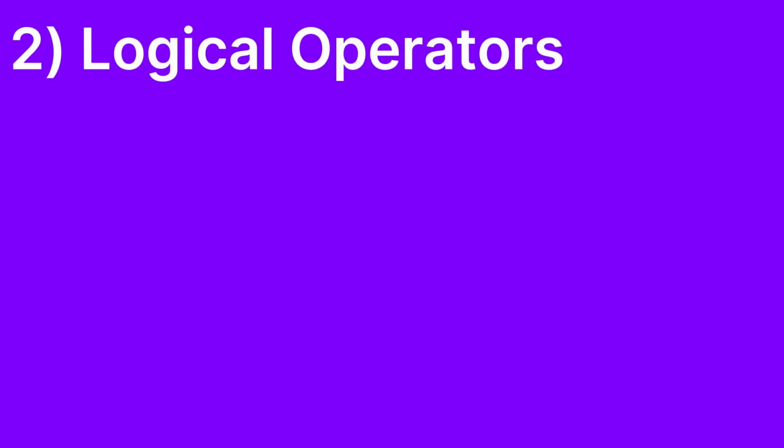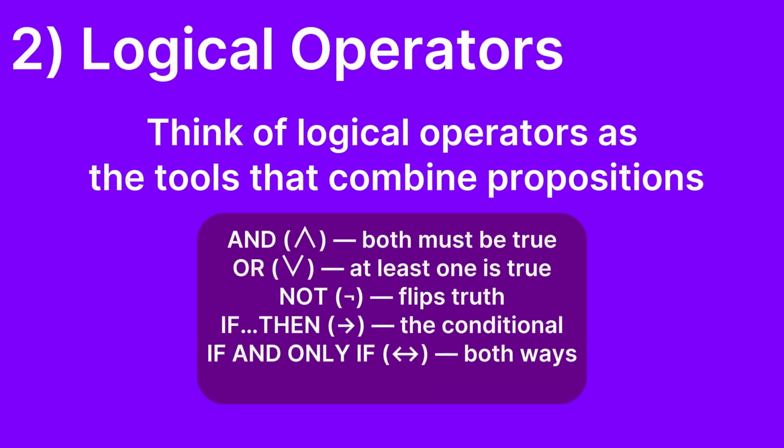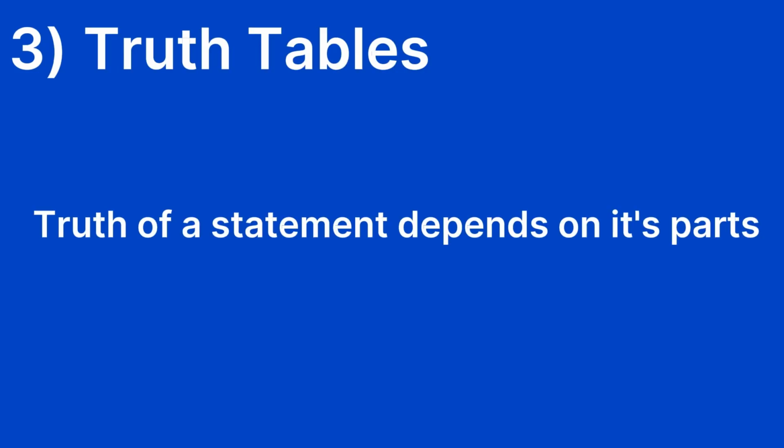Number 2, logical operators. Think of logical operators as the tools that combine propositions. These guys have specific symbols that mean different things, so be extra careful. And finally, number 3, truth tables. This one is pretty straightforward. They show that the truth of a statement depends on its parts.